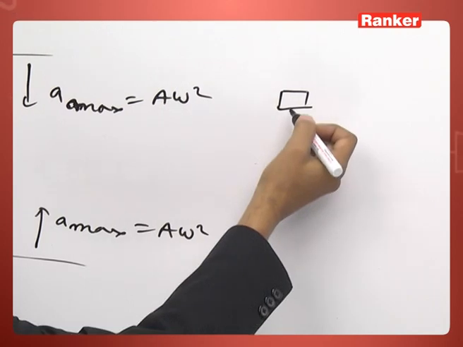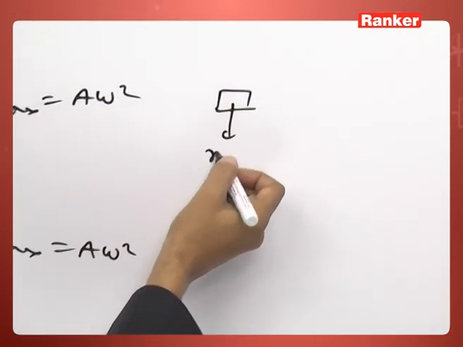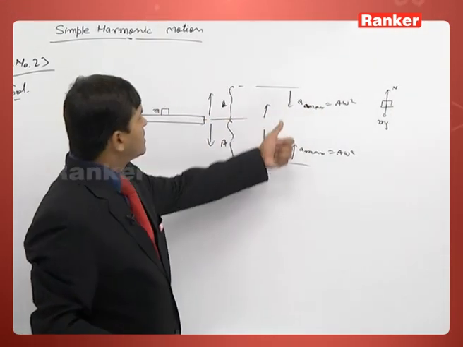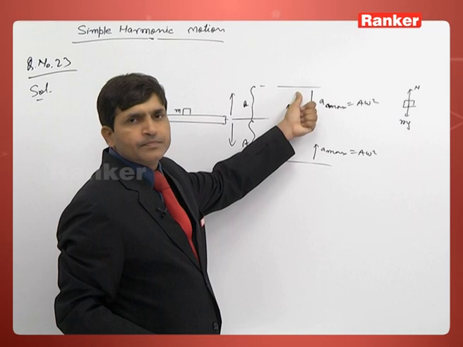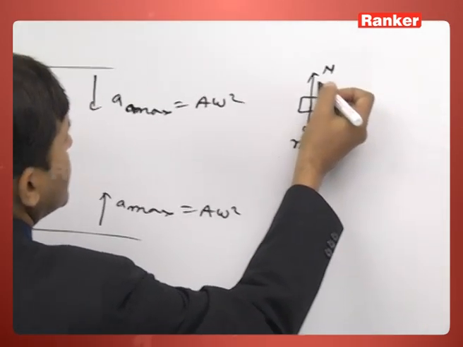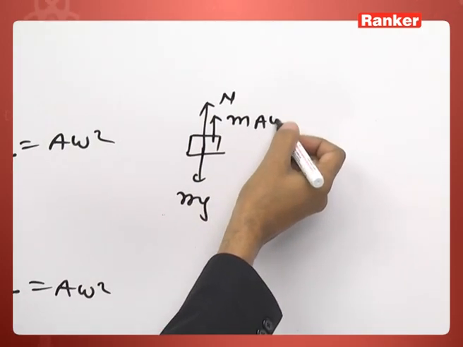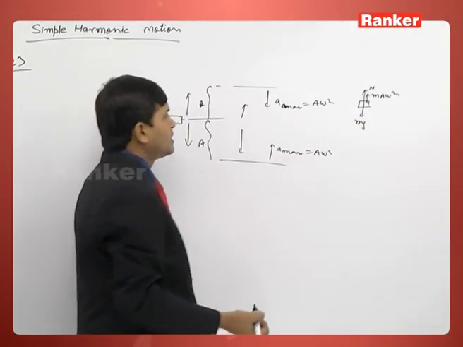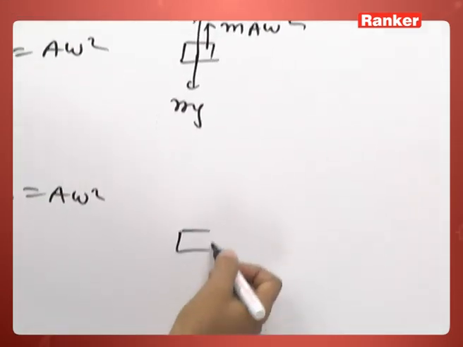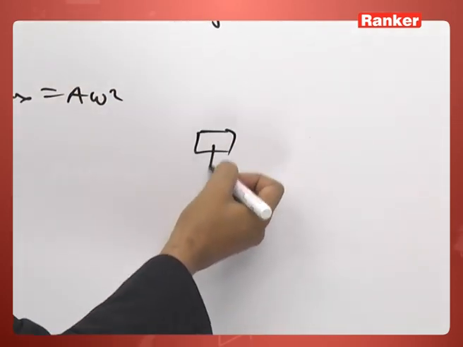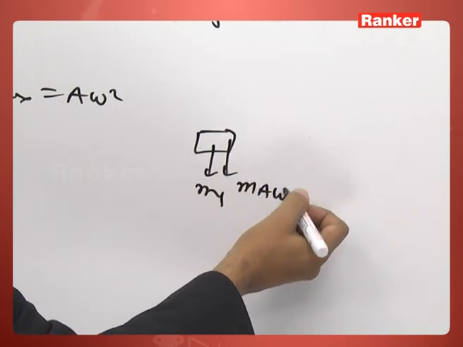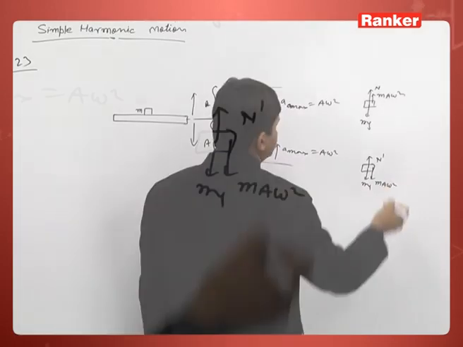If we look at the free body diagram of the particle for the board going up, one force is the weight, another is the normal. In the upward motion, the acceleration of the board is downward, so the pseudo force on the particle is in this direction, which is m A omega square. And in case of downward motion of the board, there is mg, the pseudo force is downward, and the normal is upward.